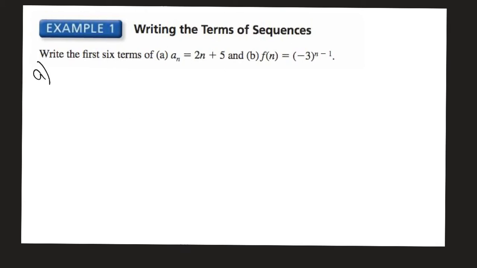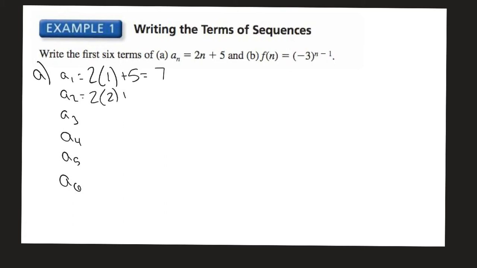So first problem we're doing: a of 1, a of 2, a of 3, a of 4, a of 5, a of 6. Now if you show your work, that is recommended. So the first thing you're going to do is 2 times 1 plus 5. That's 2 plus 5, which is 7. So that first term is 7. Then 2 times 2 plus 5, that's 4 plus 5, that is 9.